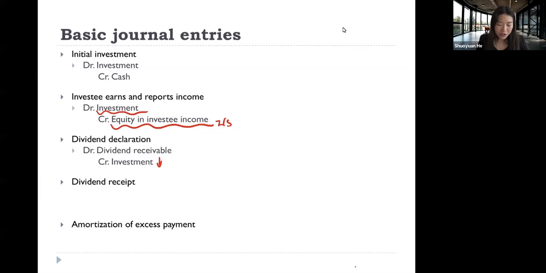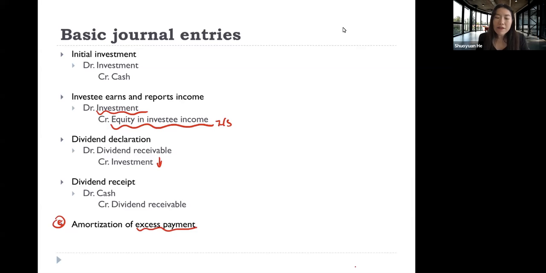The fourth journal entry is the receipt of dividend. And the journal entry is the same as what we did under the fair value method, which is to debit cash, credit dividend receivable. And there's a fifth journal entry here, which is the amortization of excess payment. So let me first just clarify a little bit what is excess payment. We're going to spend around 5 minutes talking more about this journal entry after our next example. But let me just clarify first what is excess payment.